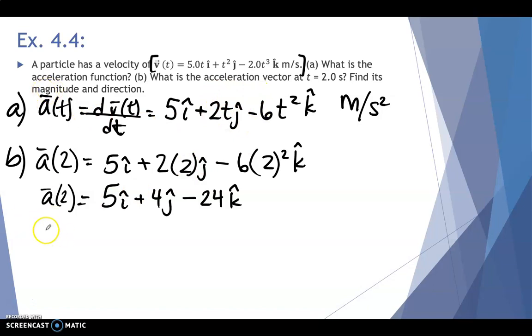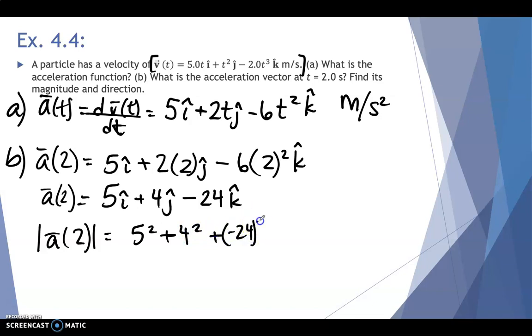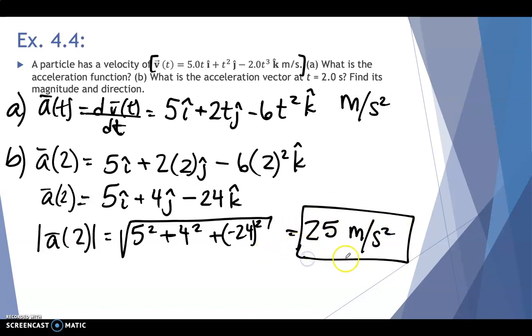Now we can go ahead and find the magnitude of this though. That would be 5 squared plus 4 squared plus negative 24 squared, and all of that inside of a square root. Let me go ahead and put that into my calculator real quick. 5 squared plus 4 squared plus 24 squared, square rooted, and we get about 25. Okay, and this is going to be in meters per second squared. So this is our magnitude of acceleration at 2 seconds.